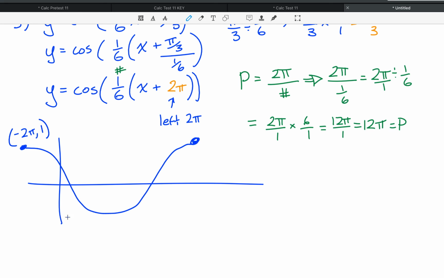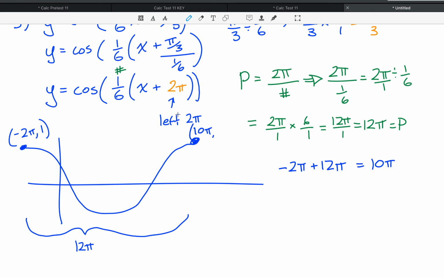And I know that the entire period here, this entire distance is 12 pi. So if I start at negative 2 pi, I move 12 pi to the right. Where am I now? Well, negative 2 pi, and you just add on that distance plus 12 pi. You can do it off to the side if you don't believe me. Negative 2 pi plus 12 pi. How much am I now? I'm at 10 pi. So this x-coordinate is 10 pi, comma something. And the height hasn't changed. The height is still 1. The y-coordinate is still 1. Perfect. I have 2 of the 5 points.